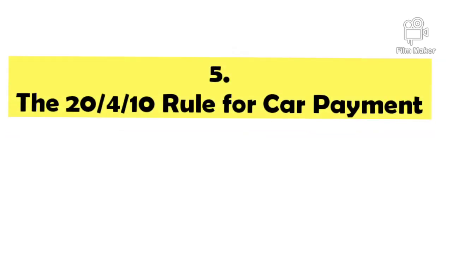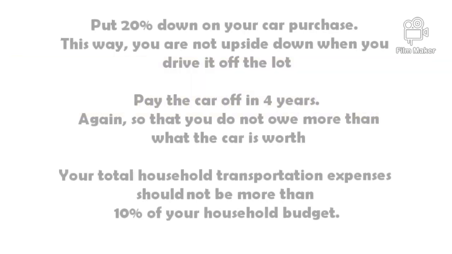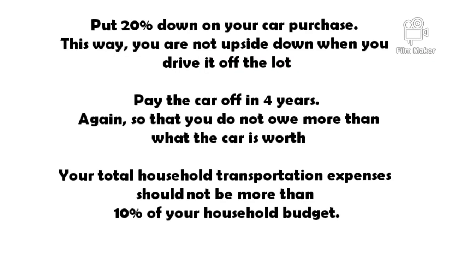Number 5. The 20-4-10 rule for car payment. You can put down 20% of the car's price on the purchase. This way, you are not upside down when you drive it off the lot. You can pay the car off in 4 years. Again, you do not owe more than what the car is worth. Your total household transportation expenses should not be more than 10% of your household budget.